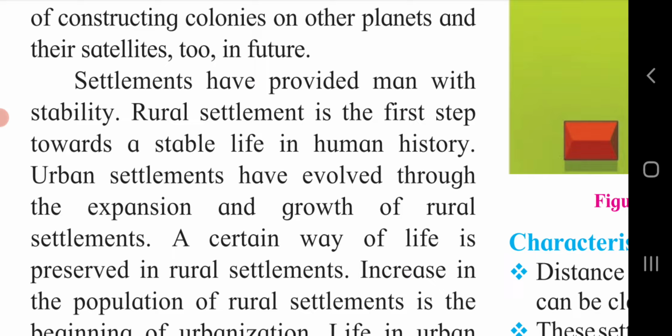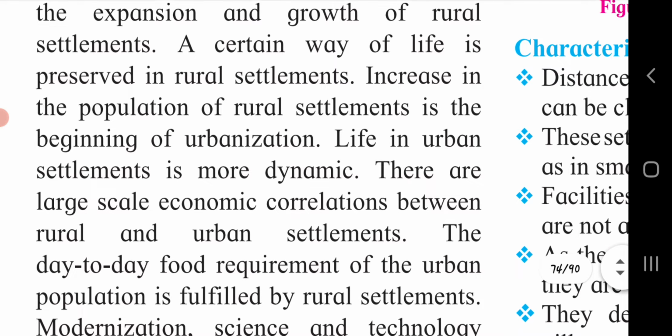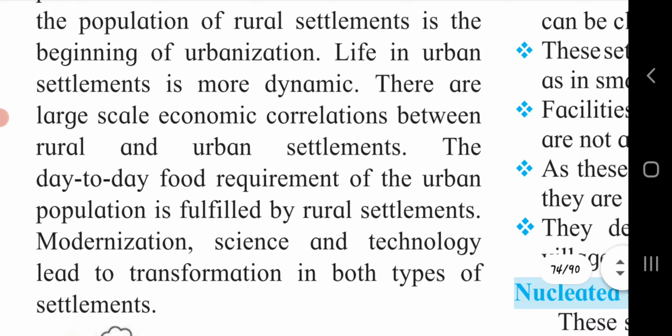Urban settlements have evolved through the expansion and the growth of rural settlements. A certain way of life is preserved in rural settlements. Increase in population of rural settlements is the beginning of urbanization. Life in urban settlement is more dynamic. There are large-scale economic correlations between rural and urban settlements. The day-to-day food requirements of the urban population are fulfilled by rural settlements. Modernization, science and technology lead to transformation in both types of settlements.